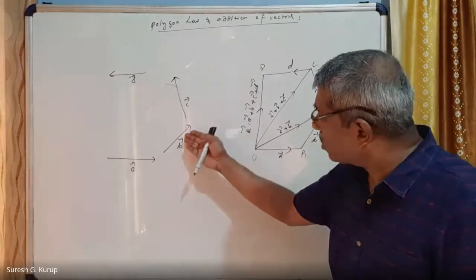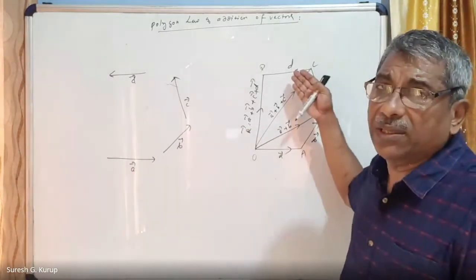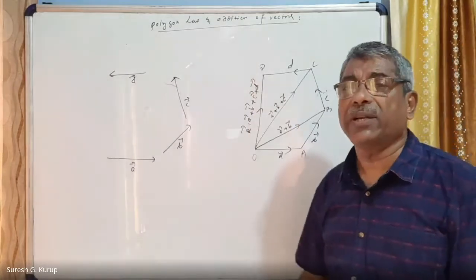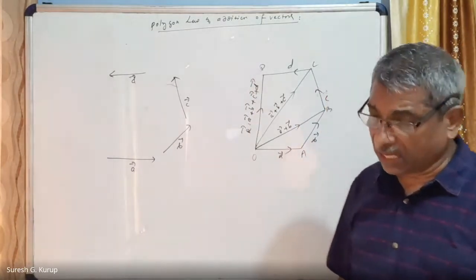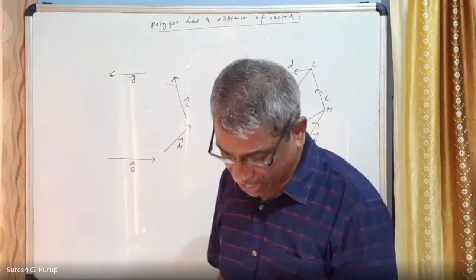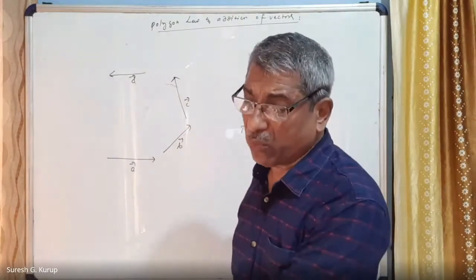Accordingly, as per the magnitude, you have to adjust the side also. Then the last closing side taken in the reversed order will be the resultant of the vectors. This is the polygon law of addition of vectors.